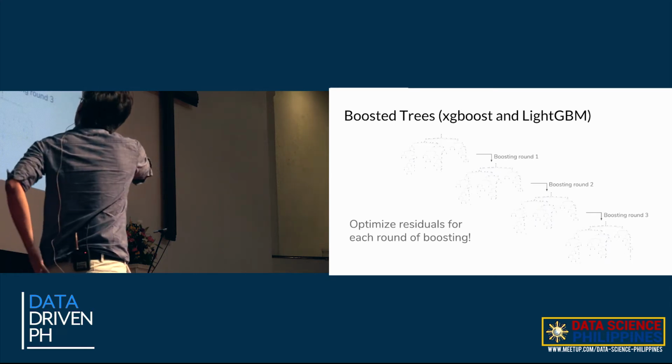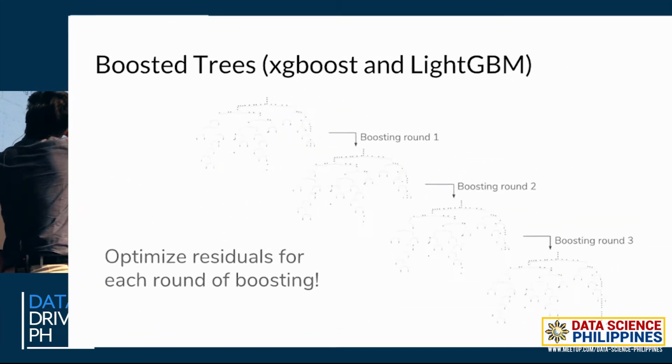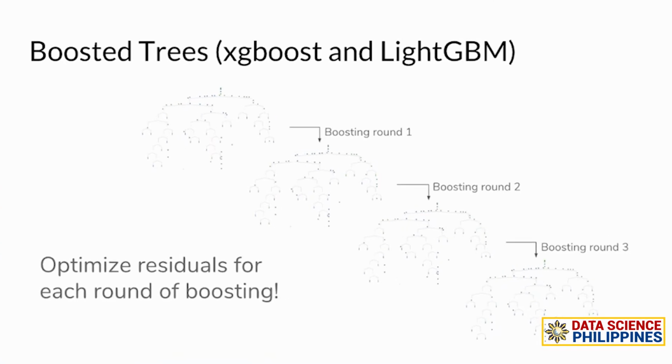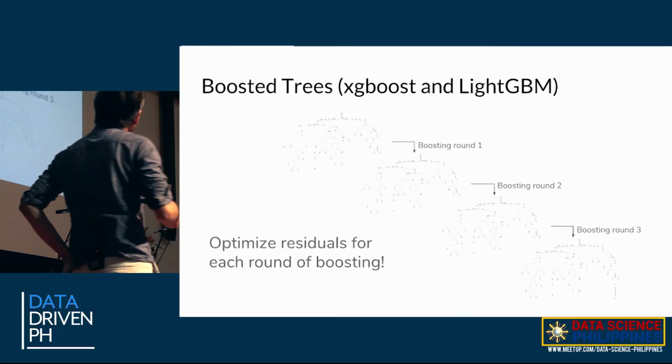So for example, in your first boosting round, you have a tree up there with a set of predictions. Then for your next boosting round, you grow another tree that minimizes the residual of your prior models, and you go on until you come up with a stable solution for your problem.